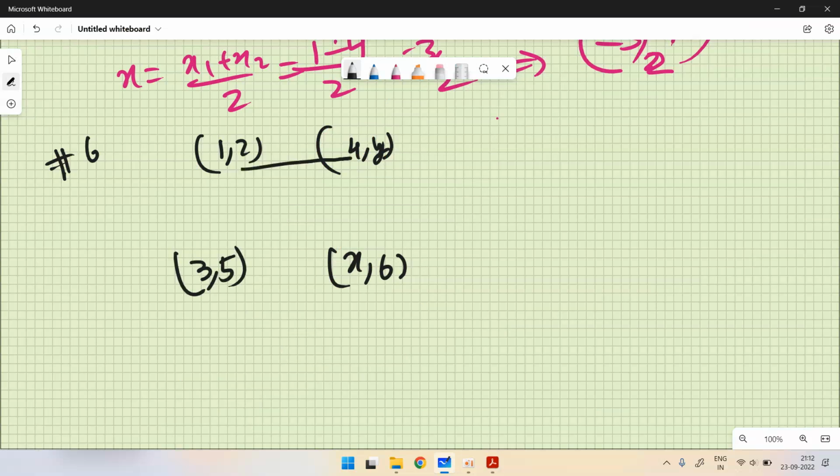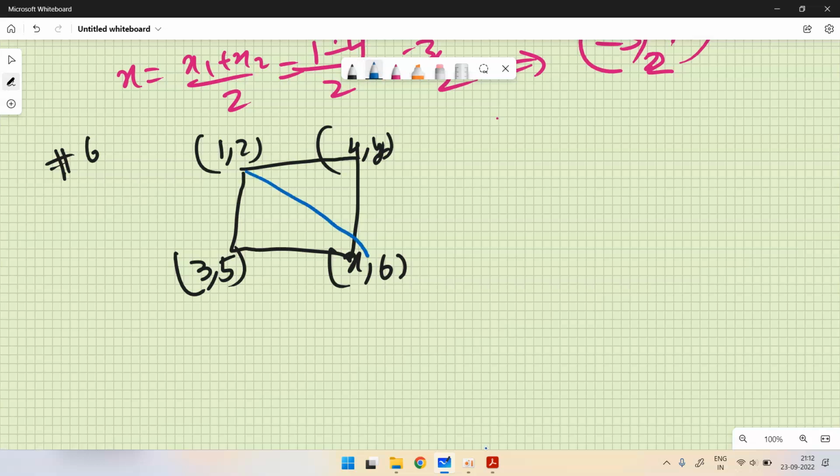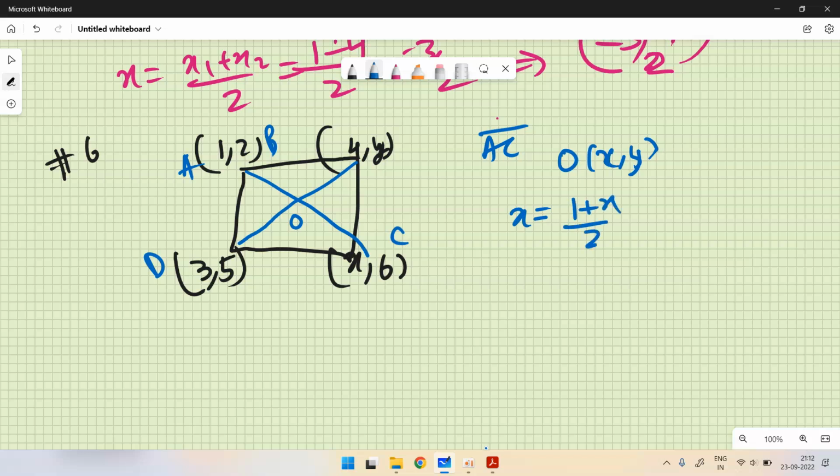Here, if I draw the same thing again, it's a parallelogram. In a parallelogram, you know that the diagonals are divided equally at a common point, the point of intersection, in the ratio 1:1. So this is A, B, C, D. For AC, the midpoint O is (x dash, y dash). The x coordinate is (1 plus x) by 2, and the y coordinate is (2 plus 6) by 2, which is 8 by 2, nothing but 4.